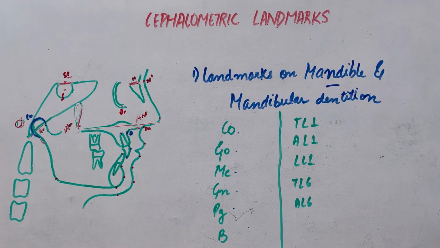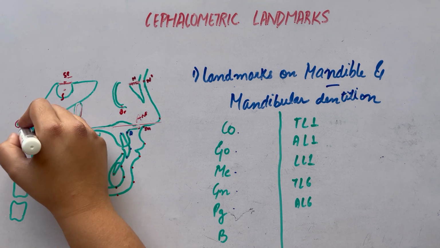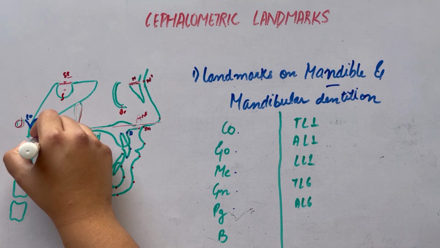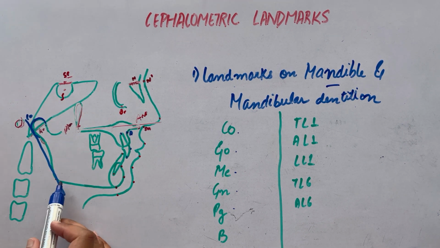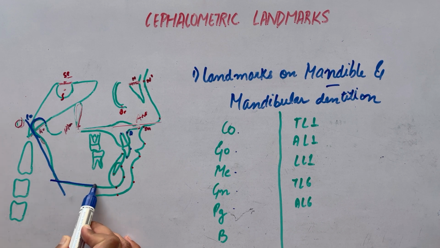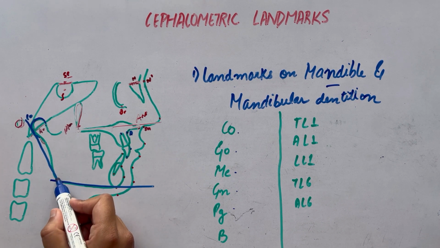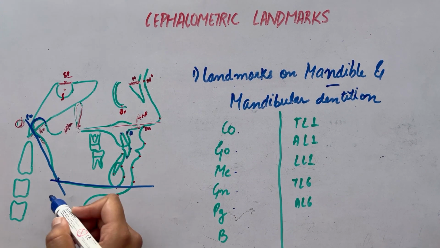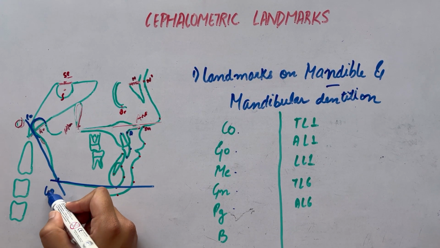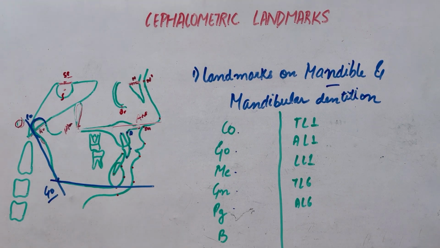Next is the point gonion. Now gonion is a constructed point. It is the external angle of the mandible projected in the lateral cephalogram. By bisecting the lines formed by the tangent of the ramus and the lower border of the mandible, the point coinciding at the angle of the mandible is the gonion point. So gonion is a constructed point.